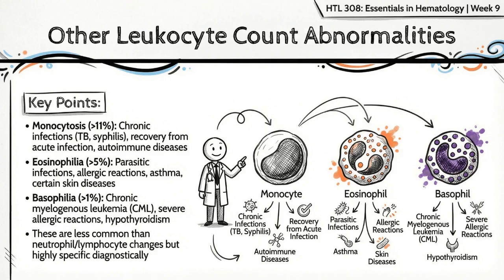Monocytosis, above 1.0 in adults, has a broad differential including chronic infections like tuberculosis, autoimmune diseases, and recovery from myelosuppression. Profound monocytopenia is a classic finding in hairy cell leukemia, which is a useful diagnostic clue. Next, we'll look at how these patterns help us distinguish between bacterial and viral infections.